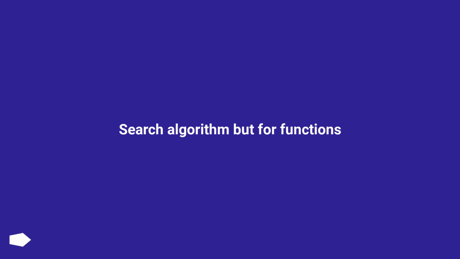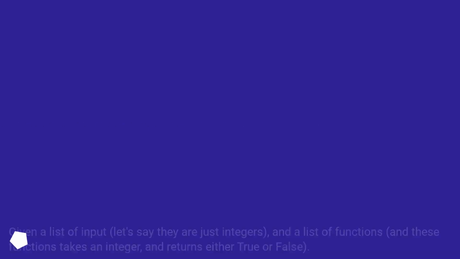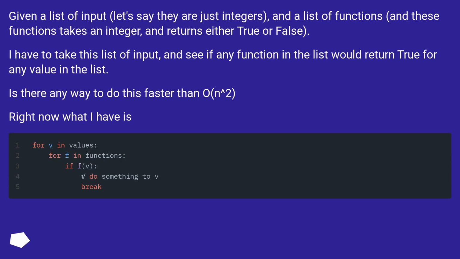Search algorithm but for functions. Given a list of input, let's say they are just integers, and a list of functions, and these functions take an integer and return either true or false. I have to take this list of input and see if any function in the list would return true for any value in the list. Is there any way to do this faster than O(n)?